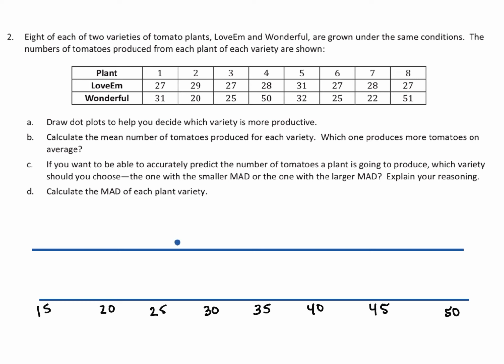So I have a 27, 29, 27, 28, 31, 27, 28, and 27. And then on the bottom, I will do Wonderful.